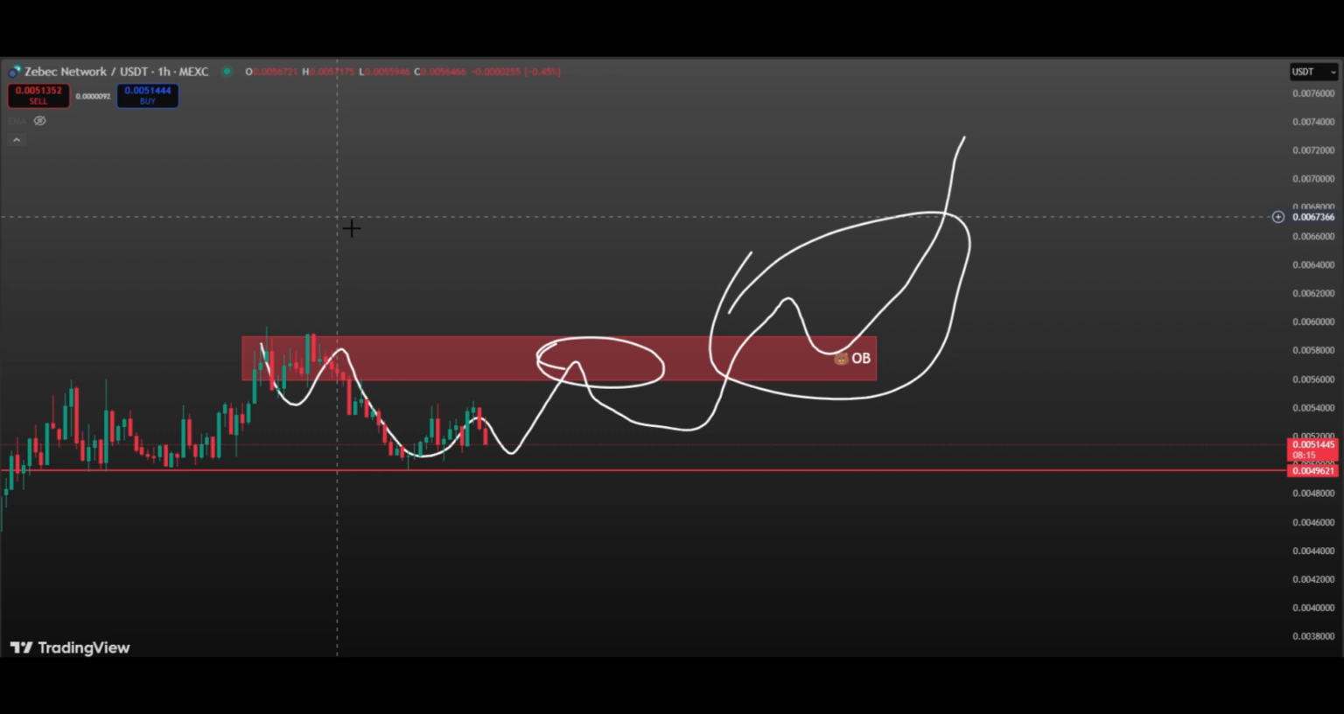Also, there are usually liquidity pools just above these bearish order blocks. These regions are where stop orders accumulate and large moves are fueled.